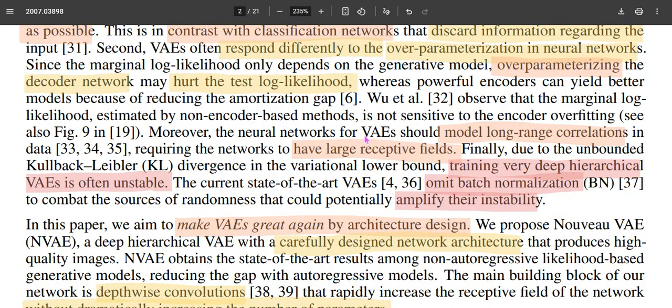And another important thing is that during training we need to have a very stable one for making the encoder and decoder network correlate to each other to have a desired output. Most of the existing works try to omit batch normalization, which could potentially result in amplifying the instability.